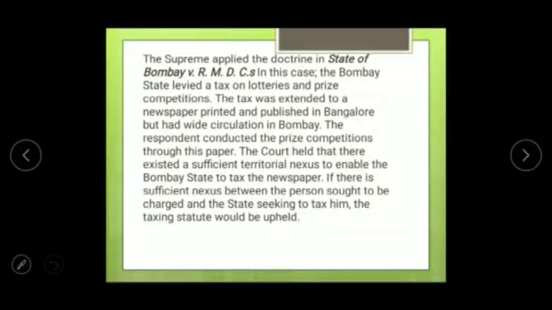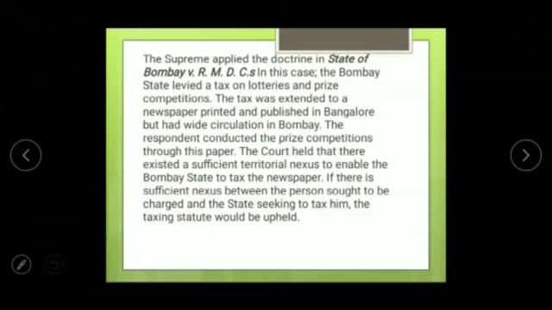As the tax was extended to a newspaper printed and published in Bangalore, but it had a wide circulation in Bombay, and the respondent conducted the prize competition through this paper, therefore the court held that there existed a sufficient territorial nexus which enabled Bombay state to tax the newspaper. Right? Then again, if there is a sufficient nexus between the person sought to be charged and the state seeking to tax him, the taxing statute would be upheld.